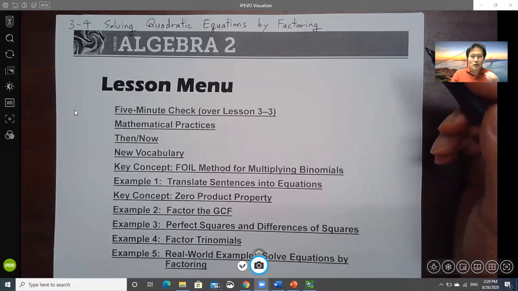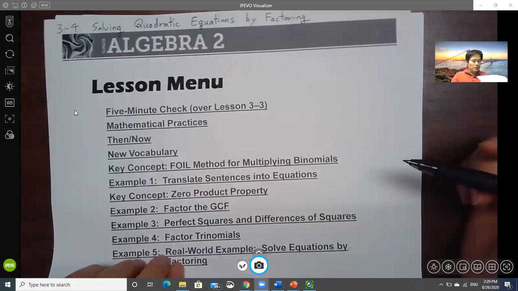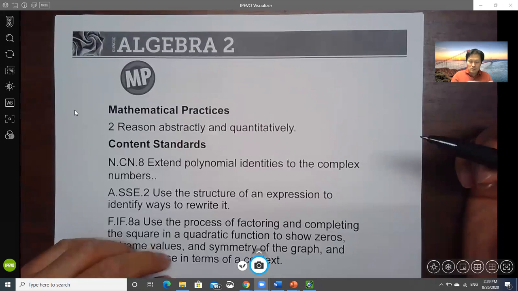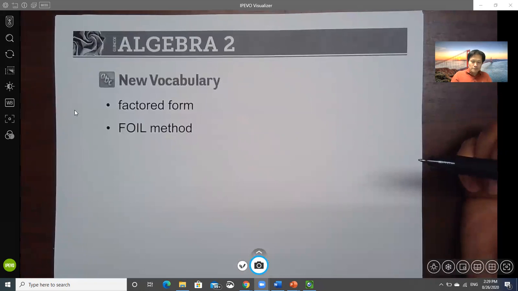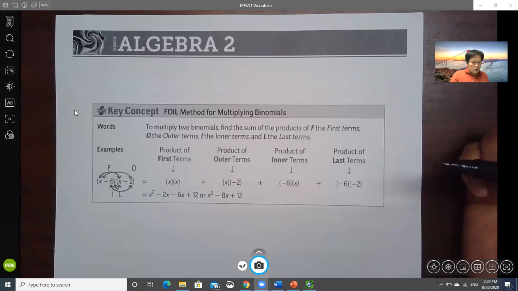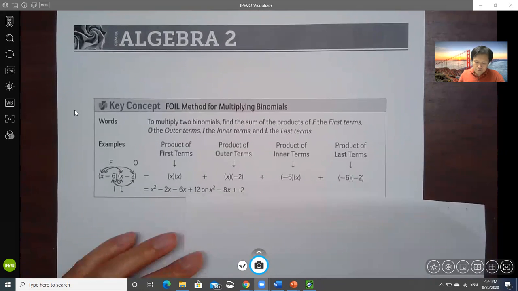Hello everyone, Algebra 2 3-4, solving quadratic equations by factoring. These are the topics, standard, and we're going to focus on factoring. Okay, let me introduce the FOIL method. Maybe some of you already know.